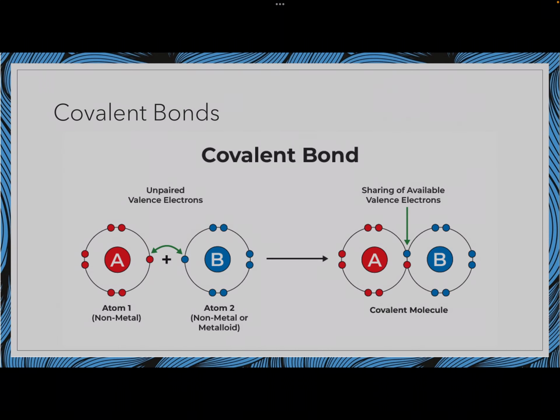So here's an example. Here we have atom 1, which is a non-metal. Atom 2 is also a non-metal, and they form this covalent bond. So we basically get these two electrons forming a bond there where they share their valence electrons. And so if we look at this covalent molecule, atom A has 8 electrons in its outer shell. Atom B also has 8 electrons in its outer shell. And so this is where we fulfill the octet rule, even though we're not transferring. Okay, so it still allows that.